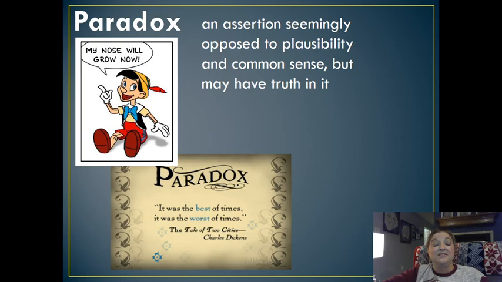Paradox. This is when something does not seem possible, but it is. Like Pinocchio here. My nose will grow now. If Pinocchio's nose only grows when he lies, and he's telling the truth that his nose is going to grow, then would his nose grow? Seems like it wouldn't, right? Or it was the best of times, it was the worst of times. It's almost impossible for it to be both things, but yet we know this happens. We know we have times in our lives where it's both the best and the worst. So that is at its core a paradox, something that doesn't seem possible, but it is.